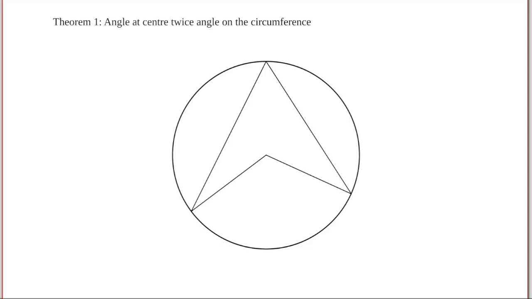By angle at the center, we are referring to this angle here. That's the angle at the center, provided this point is your center. So that's the angle at the center. And this one is the angle on the circumference, provided this vertex is on the circumference.